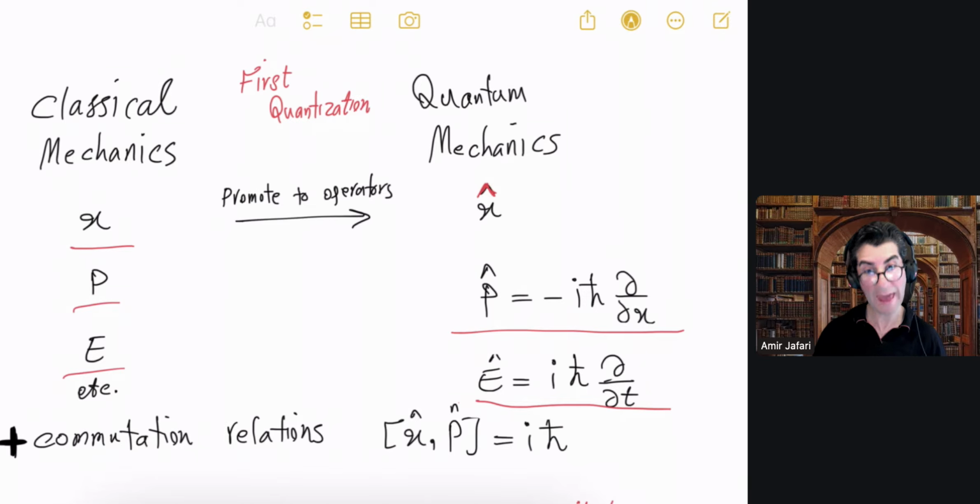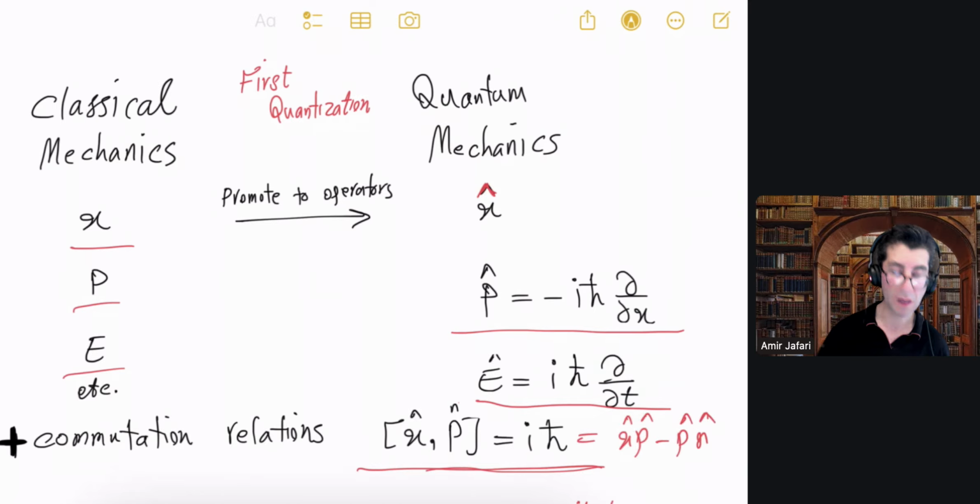And then you add also that these quantities, these operators now, should satisfy some commutation relations. For example, in this case, we insist that position x and momentum p as operators should satisfy this commutation relation. Basically, this is xp minus px. This is the definition of a commutation relation. Okay, this is the first quantization.